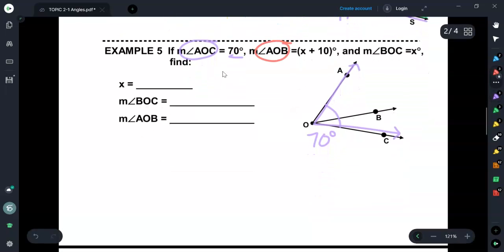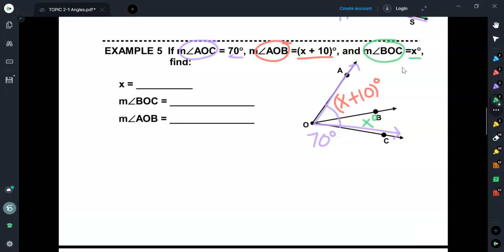And the measure of angle AOB is x plus 10. So this guy right here is x plus 10. And sometimes you'll see it written like this. Guys, that's not to the 0 power. That means it's just implying that x plus 10 is the number of degrees. So don't look at this and think it's some kind of funky exponent. It's just implying degrees. And then it says the measure of angle BOC is x. So this guy is x degrees.